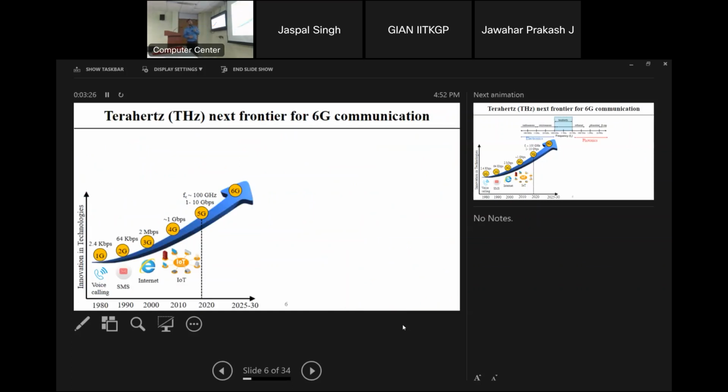So this graph provides background on how things are evolving. So if you look at this curve, we have the first generation, second generation, third generation mobile communications, and the peak data rate has been retained.